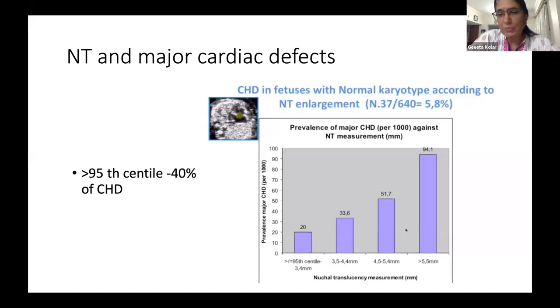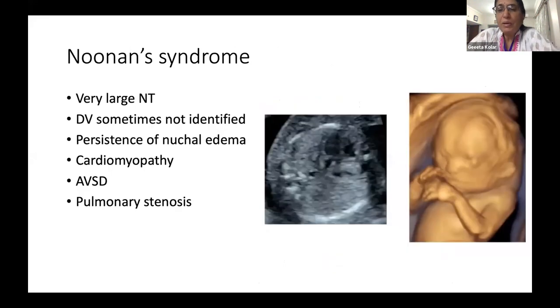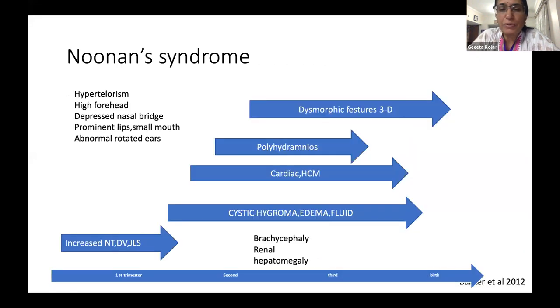There is no typical abnormality which is associated with increased NT. One syndrome which we must remember when the NT is increased is Noonan syndrome. In Noonan syndrome, they have a very large NT. The ductus venosus sometimes may not be identified. The nuchal edema persists. As the pregnancy progresses, the fetuses may have cardiomyopathy. Abnormalities of the heart like AVSD and pulmonary stenosis are typical of Noonan syndrome.